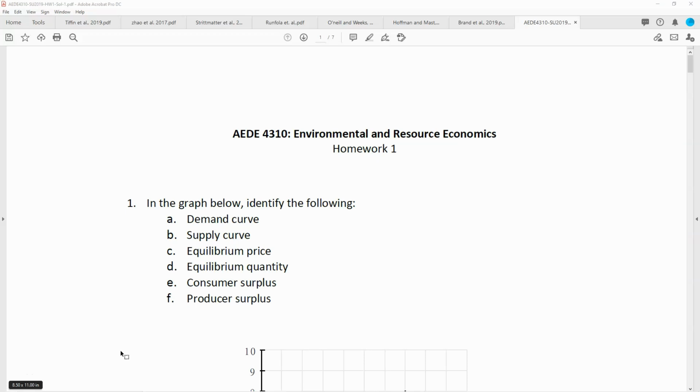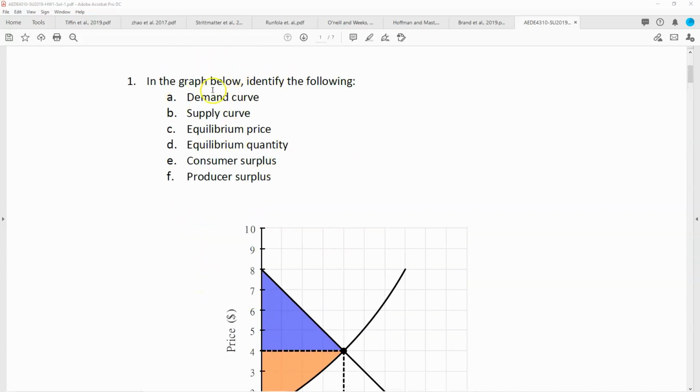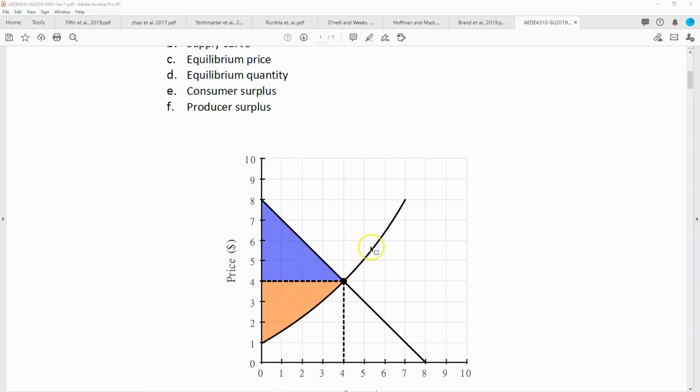In this video I will talk about assignment 1, exam 1 and practice exam for exam 2. So first is assignment 1, homework 1, and I will go through questions one by one. The first question from assignment 1 asks us to identify the following terms on this graph.